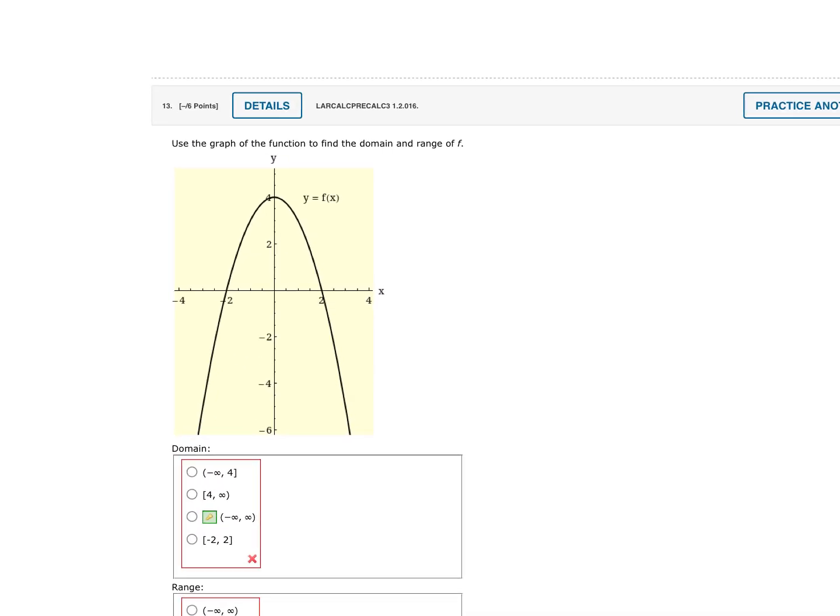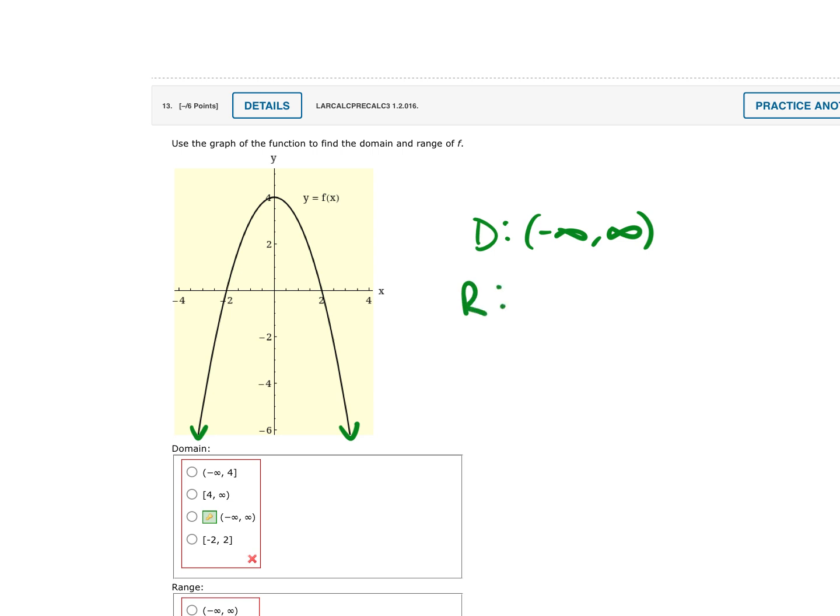For 13, finding the domain and range. Domain, you go from left to right, so it's all of your x values. Here it implies that the graphs have arrows. So our domain, our graph goes forever in the left direction, forever in the right direction, so it would be from -∞ to +∞.